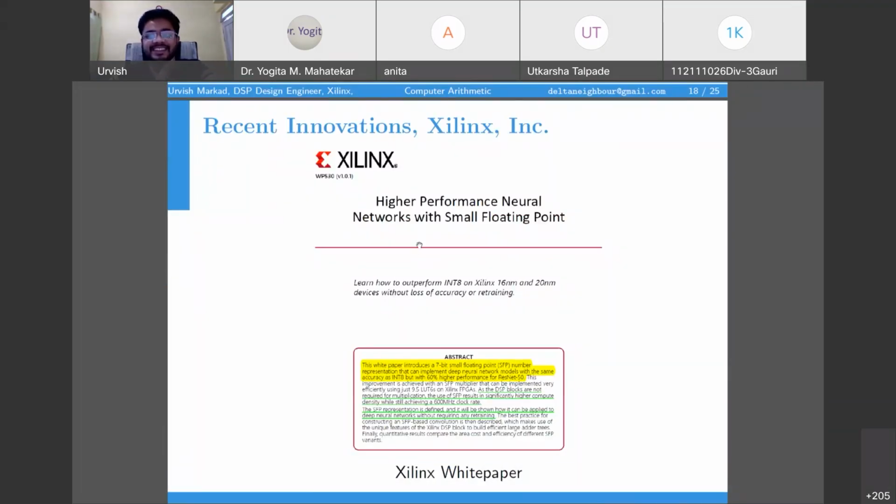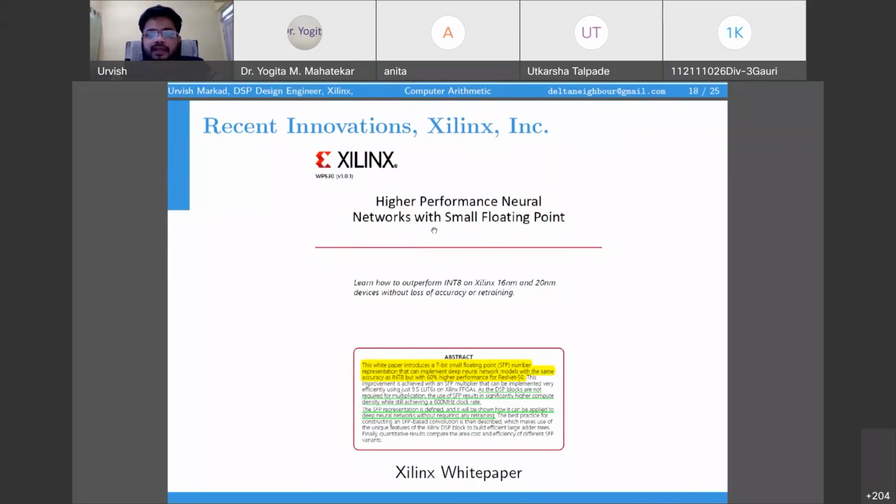Okay, so next is a paper by Xilinx themselves, my own company, my employer. There they discuss that they have achieved a higher performance neural network with small floating point. Now what is small floating point?